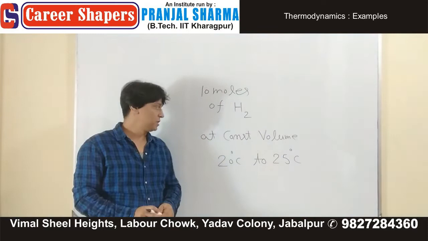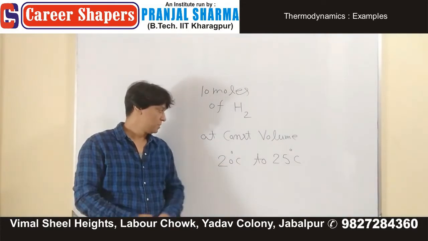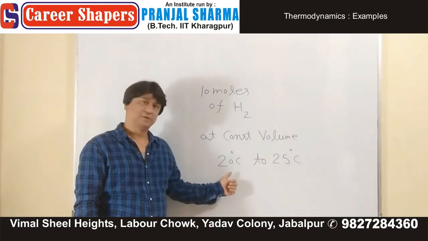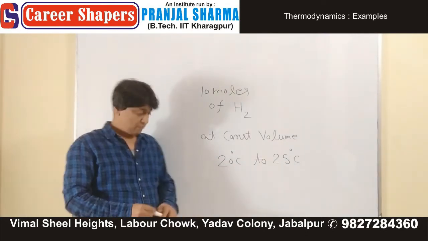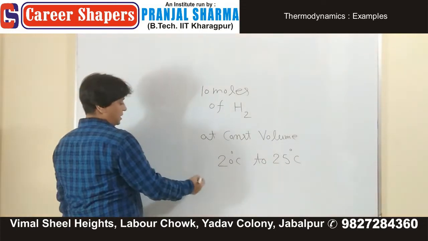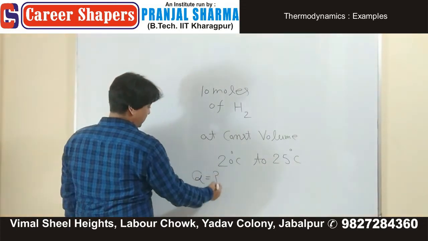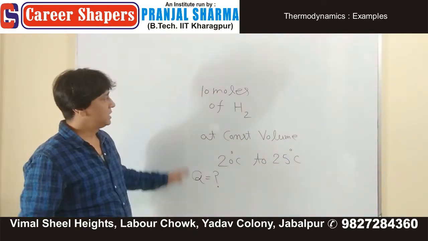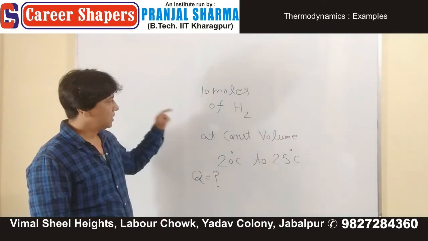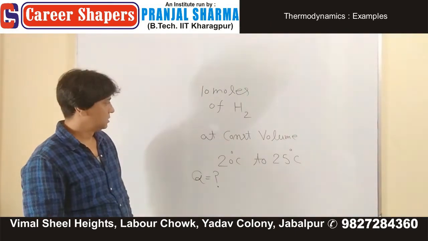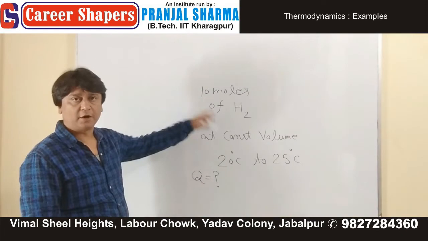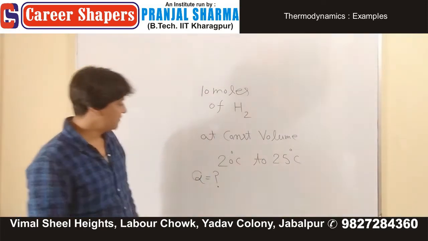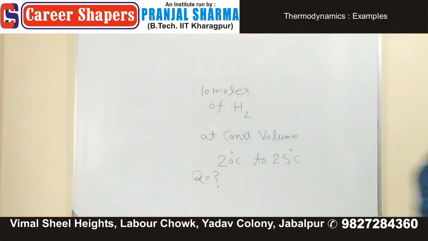10 moles of hydrogen gas are heated at constant volume such that temperature changes from 20 to 25 Celsius. Find out heat supplied in the process. How much heat you should supply to the hydrogen gas, 10 moles, so that you can change the temperature from 20 to 25 degrees? Answer the question.